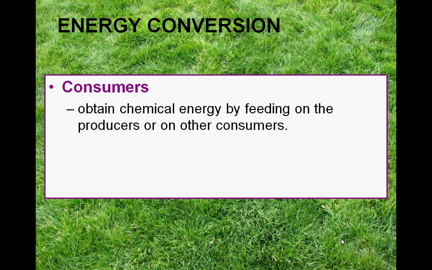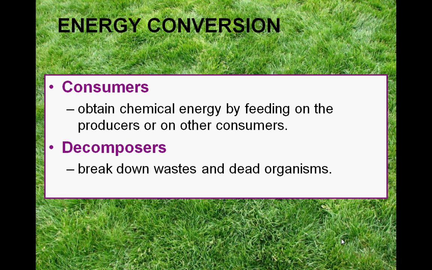I think you probably know this from other classes, so I'll make this real quick. Something that does not make its own food, that has to feed off of a producer, off of a photosynthetic organism, or on other consumers, we call a consumer. And something that feeds off of dead material or waste material is called a decomposer, meaning they decompose or break down the waste, or the dead animals that might die in nature.